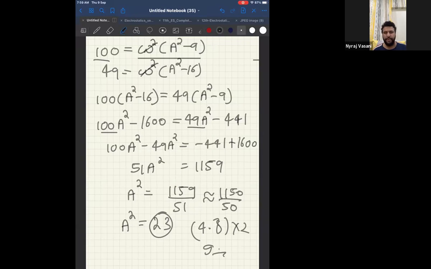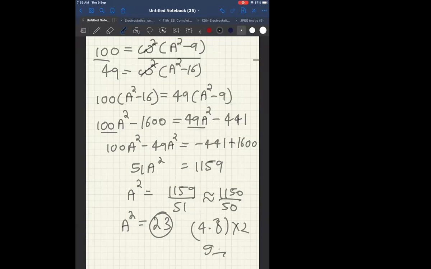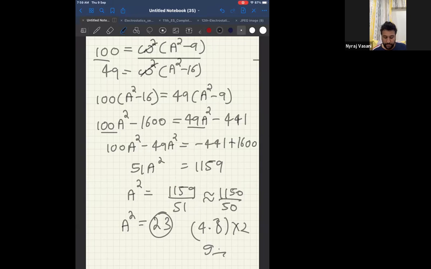Did you understand how to do it? Yes, sir. Now, in this kind of problem, actually, you don't need a calculator and you don't even need to do this complicated calculation. Unlike board exam, you have the luxury of options in JEE where you can approximate it. And this approximation is not even a near approximation. It is a far approximation. So 1159, I made it 1150 because my denominator, I wanted to make it a perfect number.